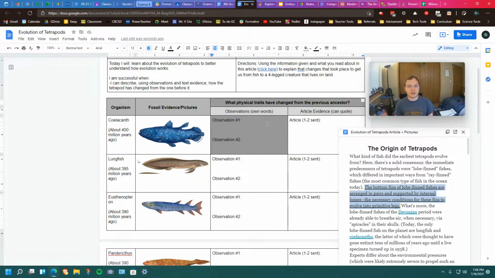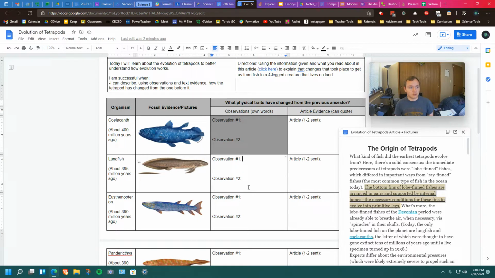So what you're doing, there's kind of two different questions per row. You're going to be comparing using some observations. What physical traits have changed from the previous ancestor? In this case, we don't know the ancestor of this one because it's the first one. But a lot of times we'll just be comparing, say, when you're on the lungfish, the one you're going to start, you're going to be comparing the lungfish to the one above it. In this case, the coelacanth.